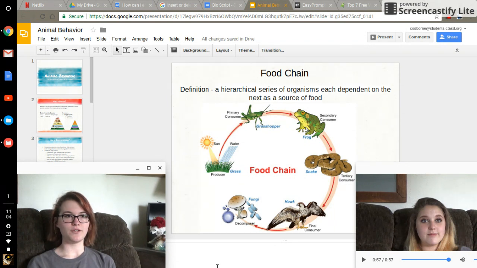Frogs are a predator to grasshoppers, making it a secondary consumer in this specific chain. The tertiary consumer is the third order consumer in the food chain. The snake is the tertiary consumer of this food chain. The final consumer is the last link in the food chain besides the decomposer. The final consumer is the hawk. This is because the hawks eat the snake as the previous consumer.